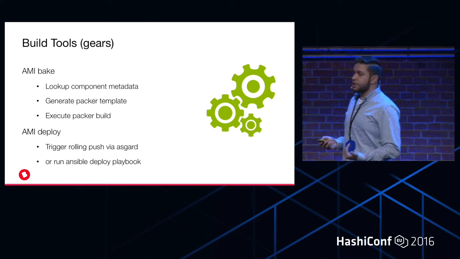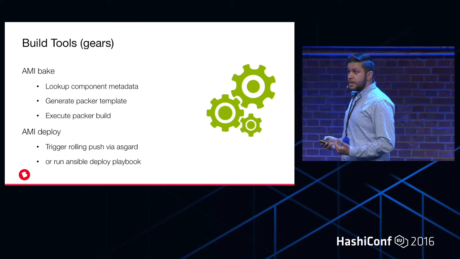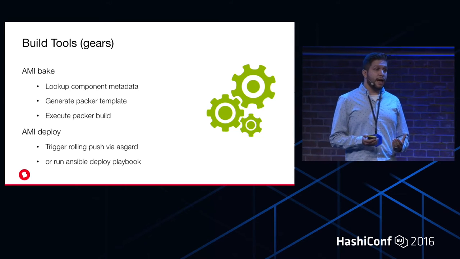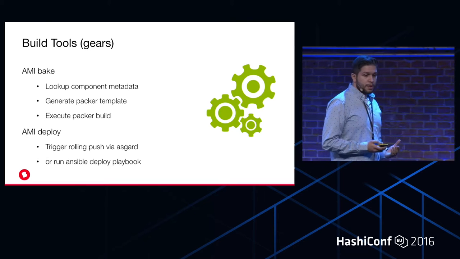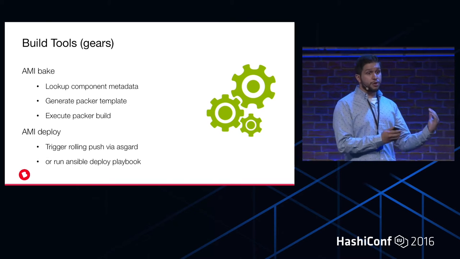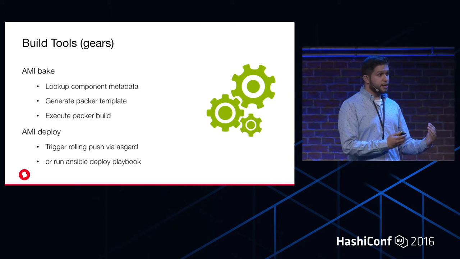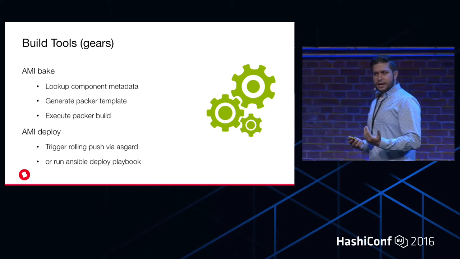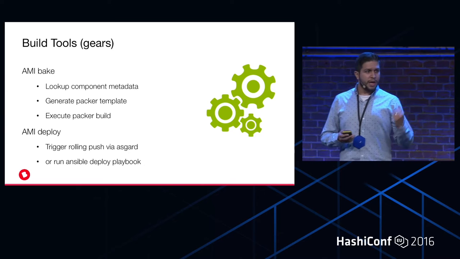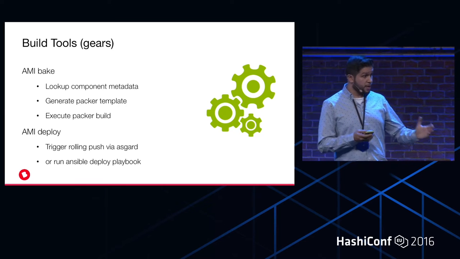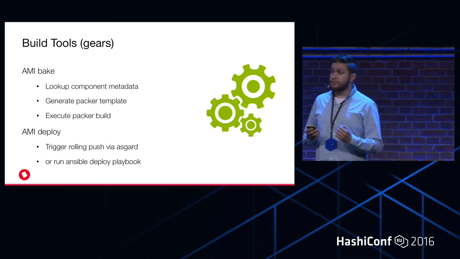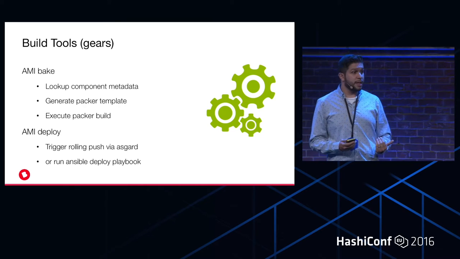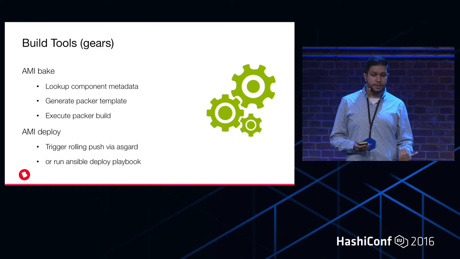the most recent iteration of which we call Gears internally. And what it essentially is, is a collection of Python scripts and Python modules, which allow us to act as a glue layer between our architecture and our build tools, our build pipelines. And they're really broken down into three areas. So AMI Bake is responsible for looking up various bits of metadata from our architecture, and then it uses that to actually generate a packer template and then execute the packer build.